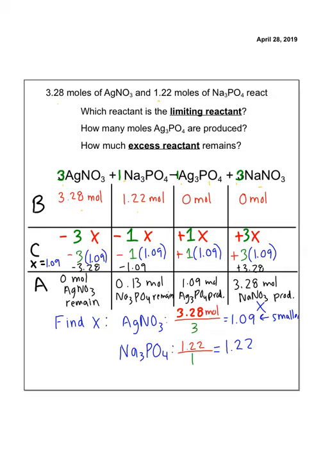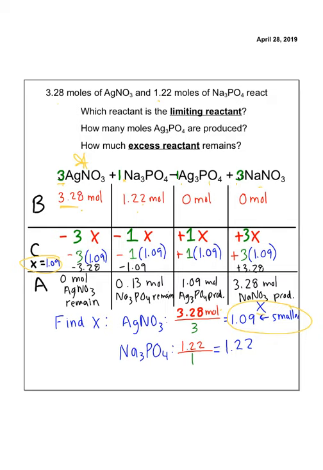Okay. Next, we're going to find our x, and this is the part that's different. So for AgNO3, we take the before divided by the coefficient, 3.28 divided by 3. And then for Na3PO4, we take 1.22 divided by the coefficient 1 and get 1.22. So now instead of comparing a number to the word excess, we're actually comparing these numbers. The smaller one becomes our x value. So this is smaller. That's our x that we plug in, which means AgNO3 is our superstar. That's the limiting reactant that's going to run out.